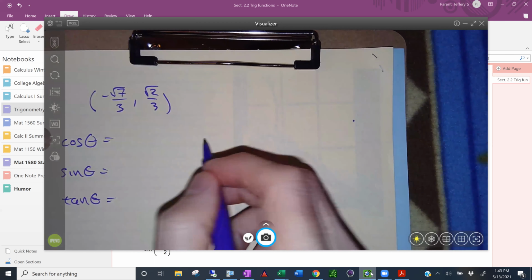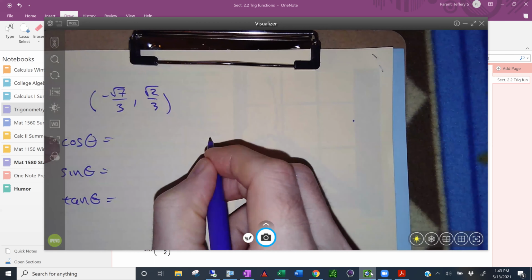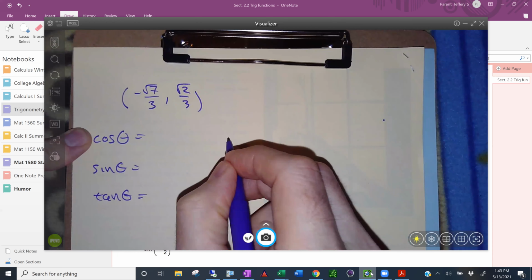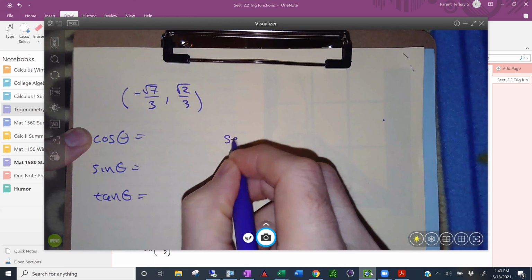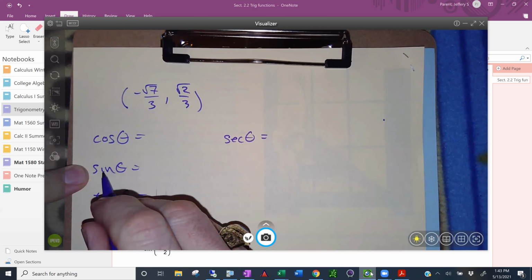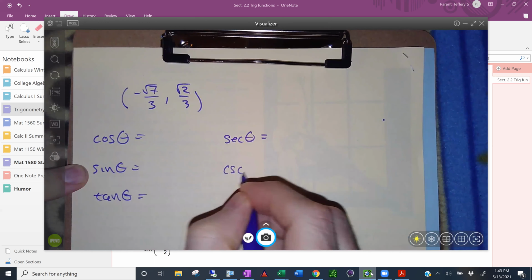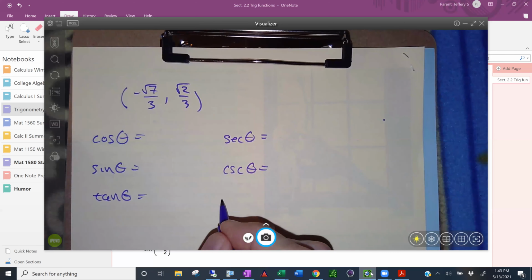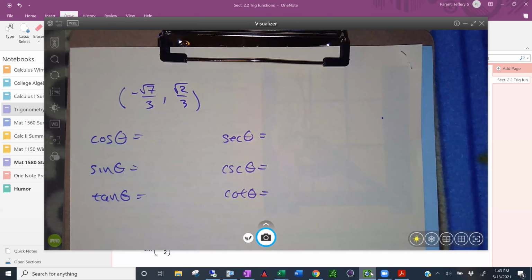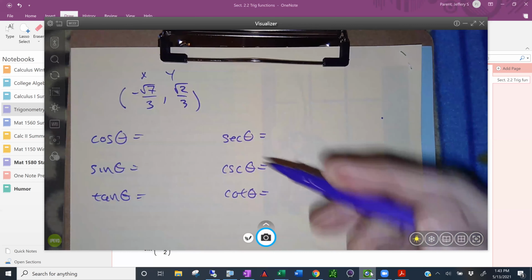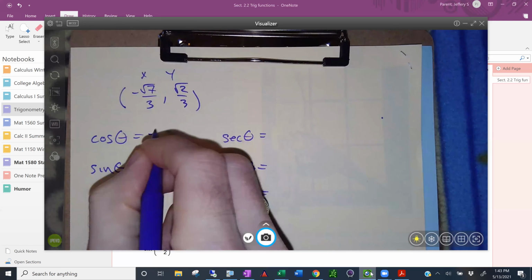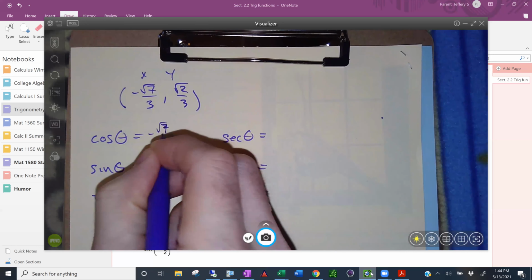And then across from this, I'm going to write the reciprocal functions. Now, the reciprocal of the cosine is what function? Does anyone remember? Starts with an S. Secant. That's a secant. Reciprocal of the sine function is the cosecant. What's the reciprocal of the tangent function? Cotangent. Thank you. So the cosine is which coordinate here? Your x or y coordinate? The x coordinate. Excellent. So negative square root of 7 over 3.